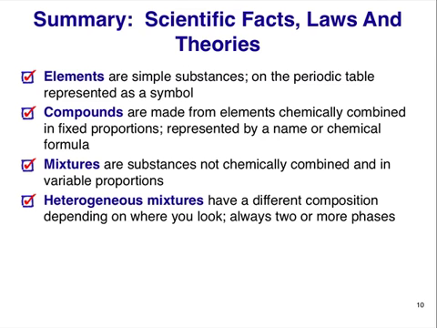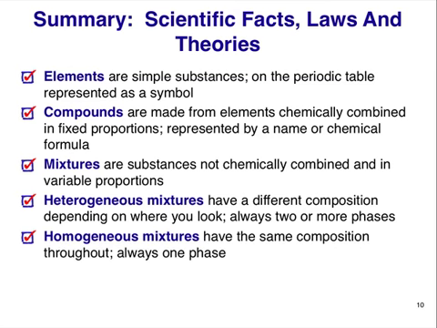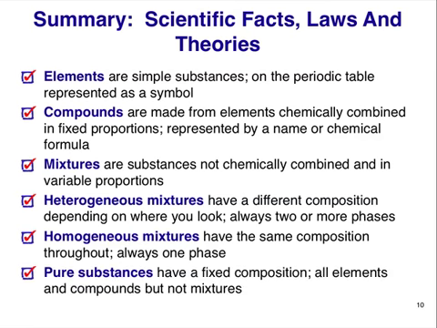Heterogeneous mixtures are mixtures that have regions of different composition when viewed with the unaided eye. They always have two or more phases. In contrast, homogeneous mixtures are mixtures that do not have regions of different composition when viewed with the unaided eye. They always have one phase. Pure substances have a fixed composition. As such, all elements and compounds are pure substances, but mixtures are not.